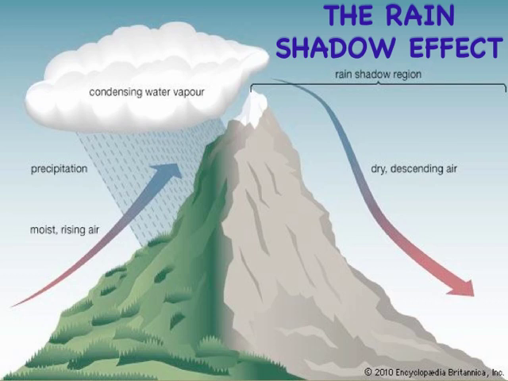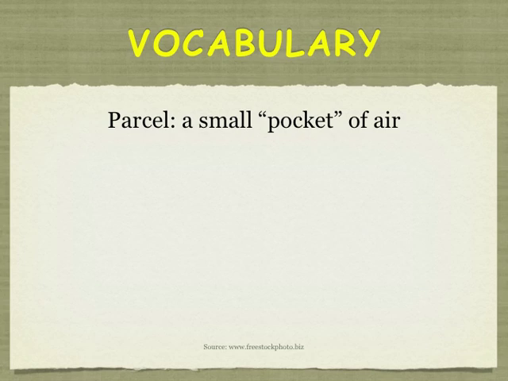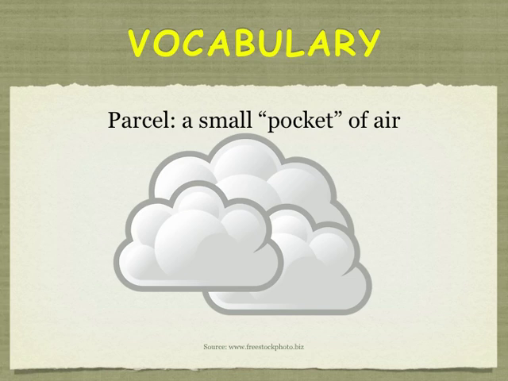In this video, we will be learning about the rain shadow effect, which influences precipitation alongside mountain ranges. Before we start, let's take a minute to introduce a few vocabulary words that will help us to better understand the lesson. A parcel is a small pocket of air. We'll use this term to refer to how air moves around mountains.